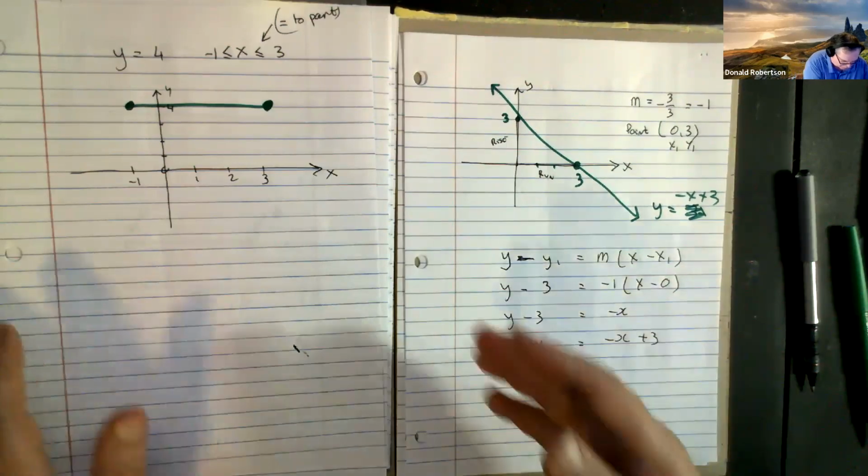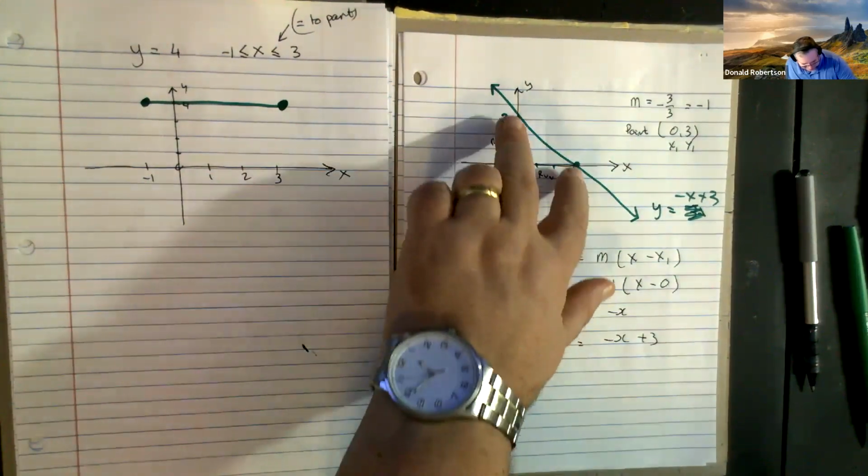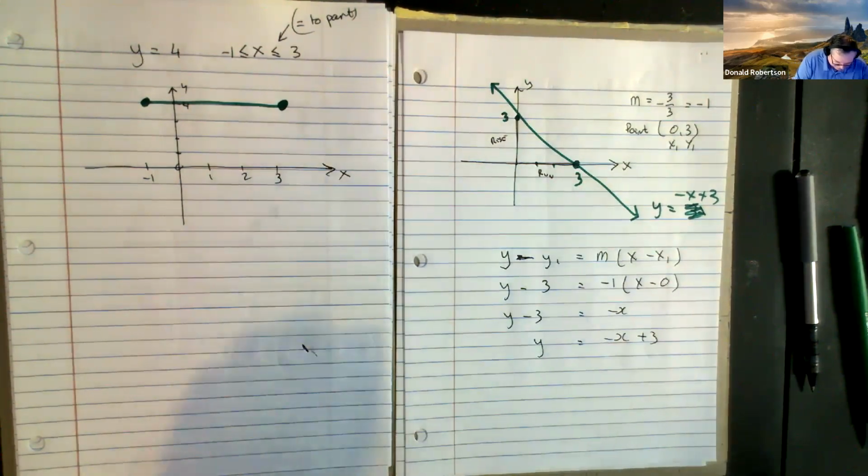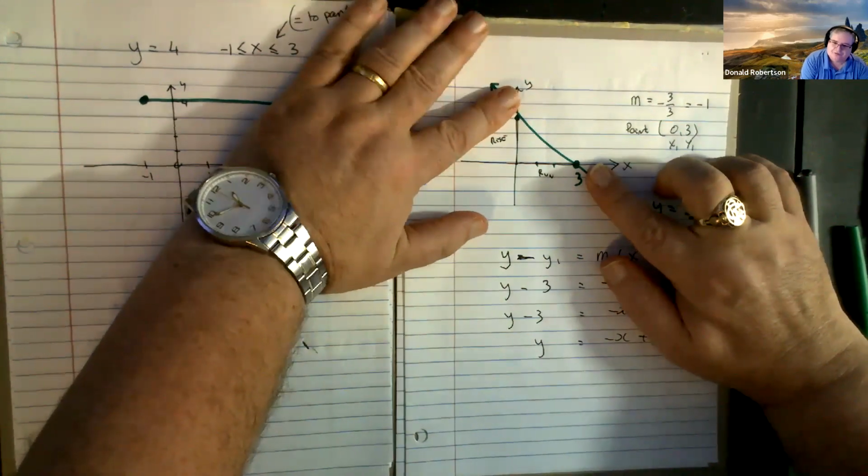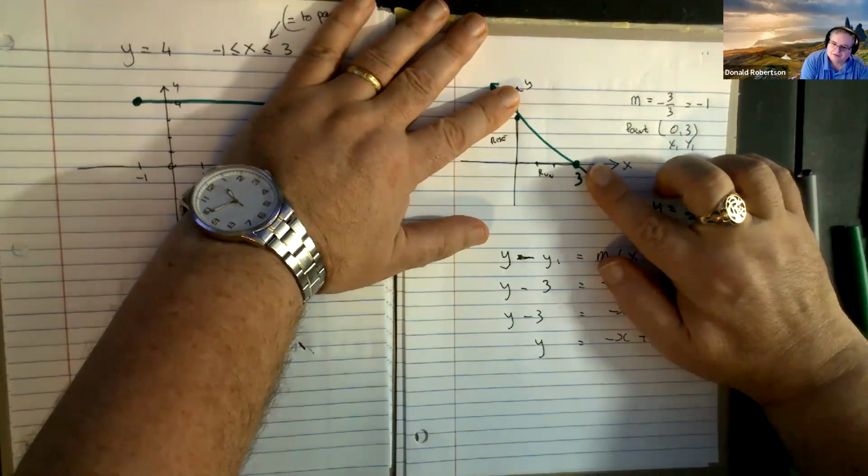Now, what we'll be doing tomorrow then is looking at the equation of a line where it's not the entire line, but maybe just a piece, right? Like that little bit there.